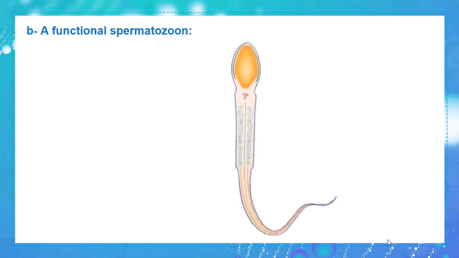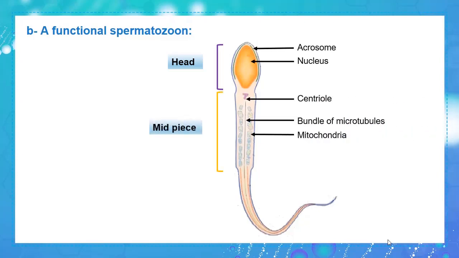And this is the mature sperm shown in document F of your books, the final result of spermatogenesis, formed of 3 parts: the head, the midpiece, and the flagellum.